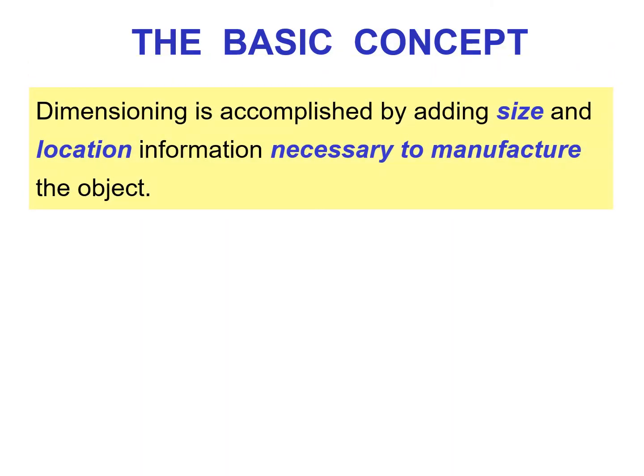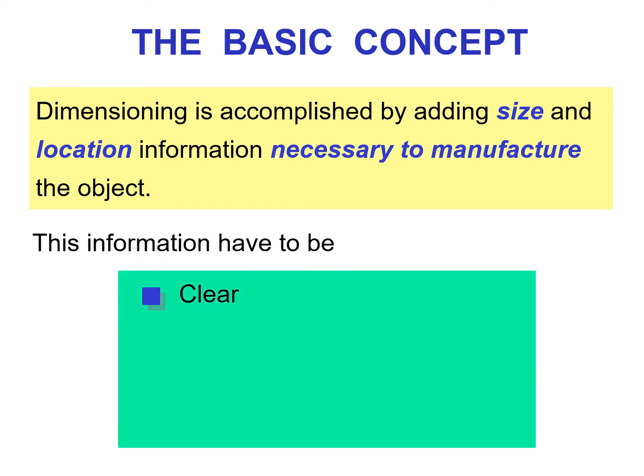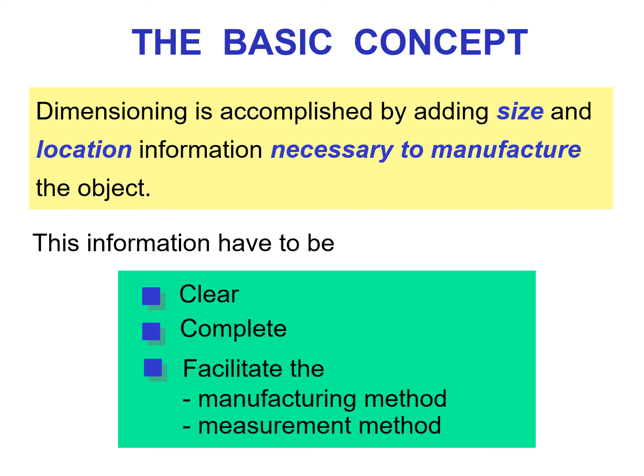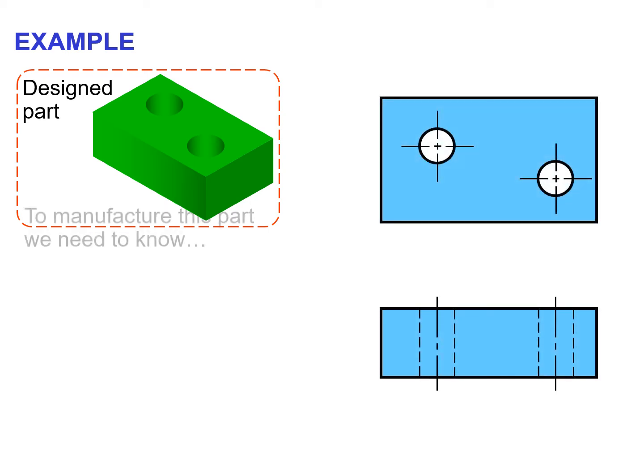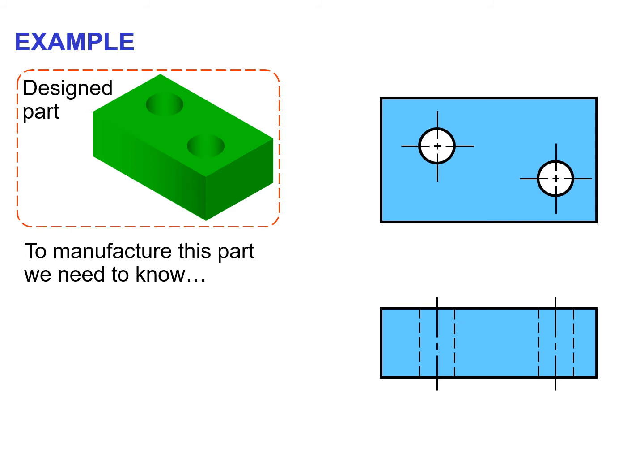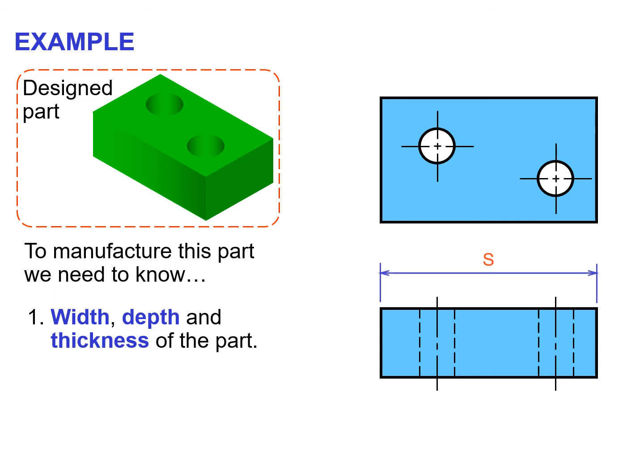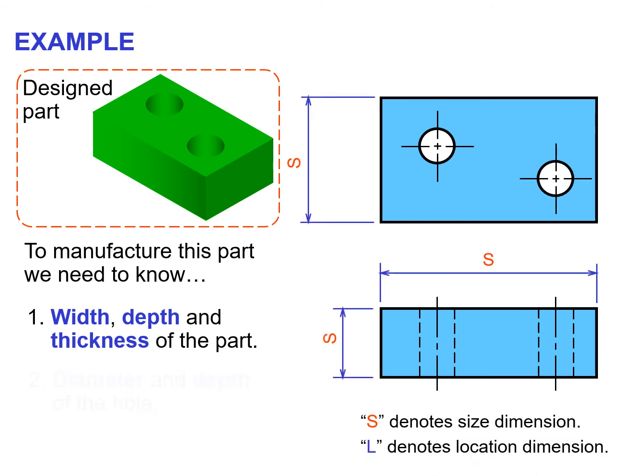So the basic concept is that dimensioning is accomplished by adding the size and location information necessary to manufacture the object. This information has to be clear, complete, and facilitate the manufacturing method and the measurement method. For example, if this is our rectangular block that is already designed, and there are two holes, how should we dimension it? To manufacture this part, we need to know two things. One is the length, width and thickness of this rectangular block, and then the diameter and the depth of the hole.